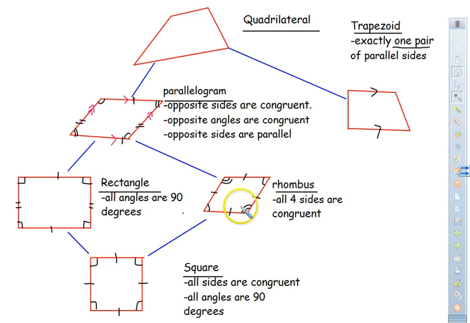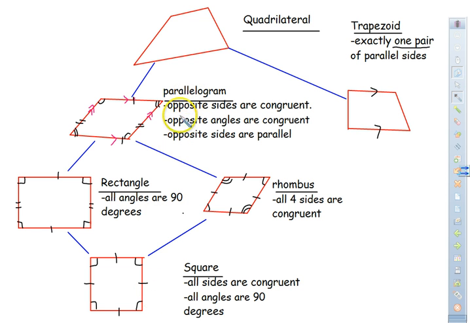Opposite angles are congruent, but the characteristic that's really unique about a rhombus is that all four sides are congruent. So now we're going to slide down to the square. If we look at a square, it says that all sides are congruent, and they are. All angles are 90 degrees, and they are. Opposite sides have to be congruent and parallel as well.